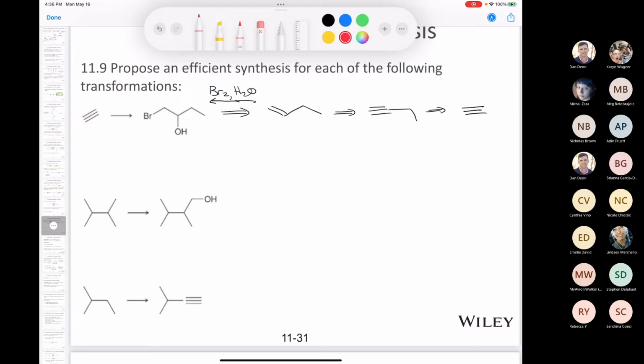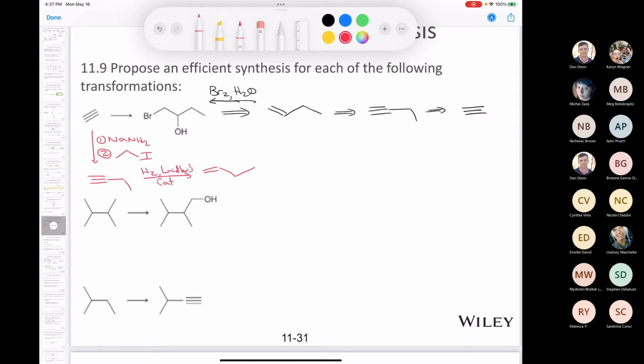The first step would be to treat it with sodium amide. The second step is to add the 2 carbons using ethyl iodide. That's going to give you 1-butyne. Then we need to reduce that to 1-butene, this compound. And so we're going to use hydrogen in Lindlar's catalyst.